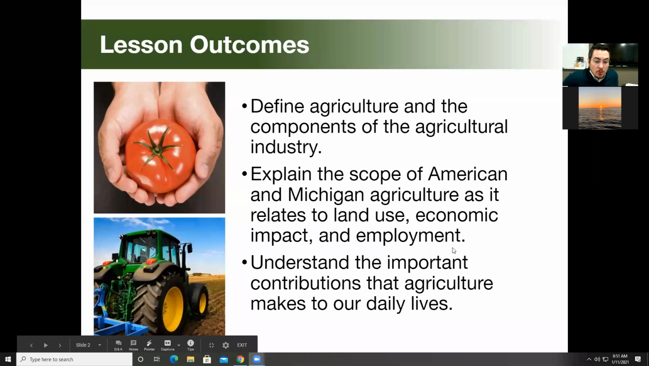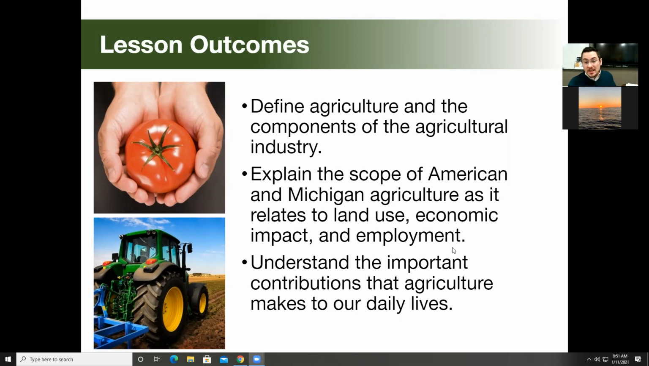So this is what we're going to do during this presentation. We're going to define agriculture and the components of the agricultural industry. And I apologize, I am going to be reading a lot of this material. Not typically my favorite presentation style.